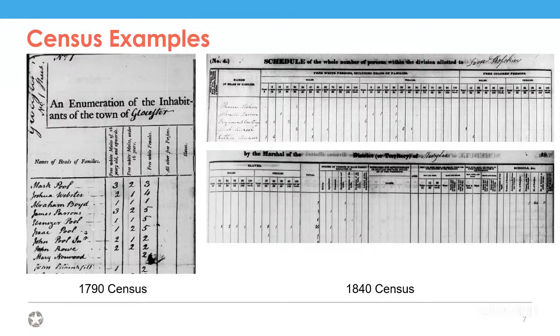All right, so looking at our census examples here, just to give you an idea of what sort of information was captured. The first image we have on the left is the 1790 census from Gloucestershire. I totally butchered that, I'm sure, but New York, I believe, is where it was located. And as you can see, it's very limited in its scope of tallies.